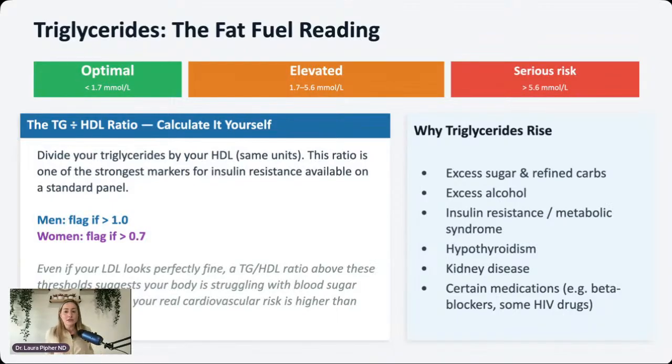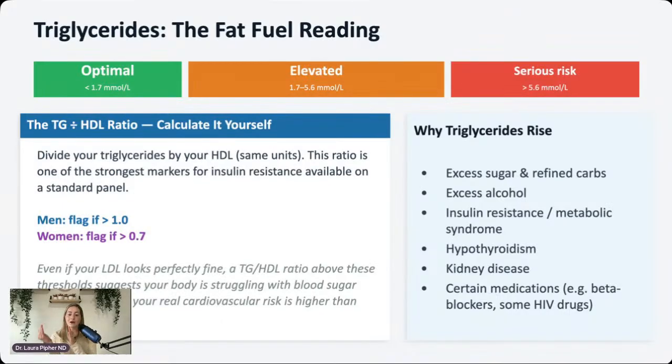And then why do triglycerides rise? Well, we see excess sugar and refined carbs, excess alcohol, insulin resistance or metabolic syndrome. You'll see specifically in a lot of these panels, which might surprise you, that hypothyroidism comes up. And so again, you're like, my doctor, I swear I have symptoms of a thyroid issue, but everything we do is coming back normal.